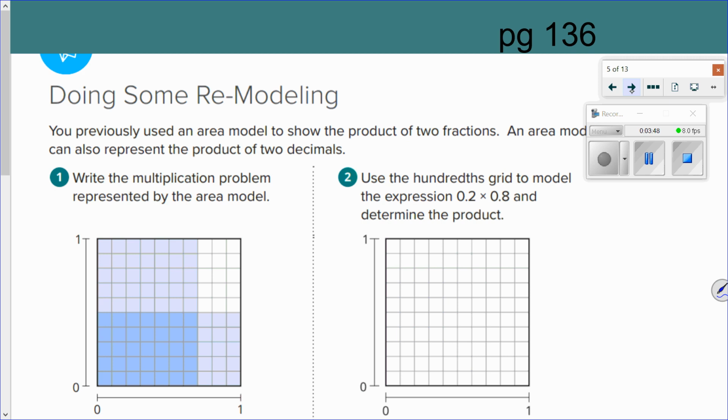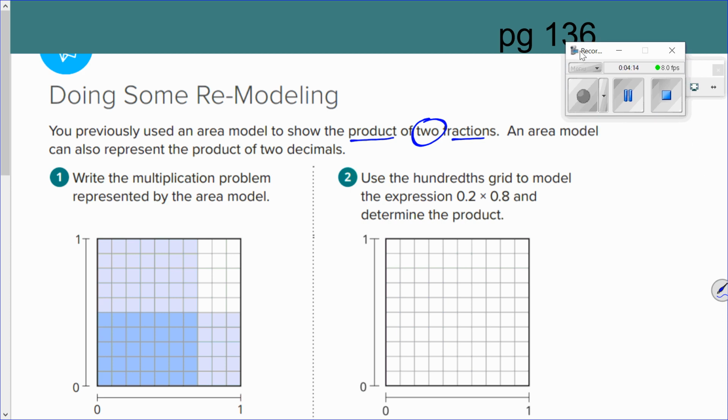Okay, next one. We've used these area models when we were doing fractions to talk about multiplying and dividing fractions. Now we're going to use them for decimals because it's really the same concept. So where we used it to show, and here's the key, guys, we're talking product. Product means what? Multiplication. So 2 fractions. An area model can also represent the product of 2 decimals. So write the multiplication problem represented by the area model. So what multiplication problem does this show?